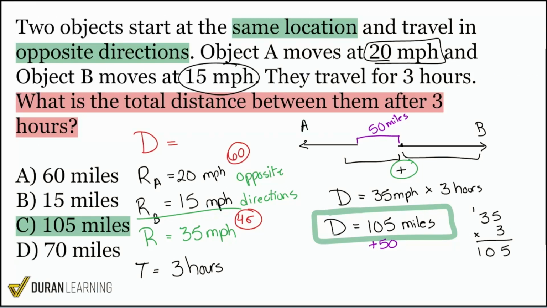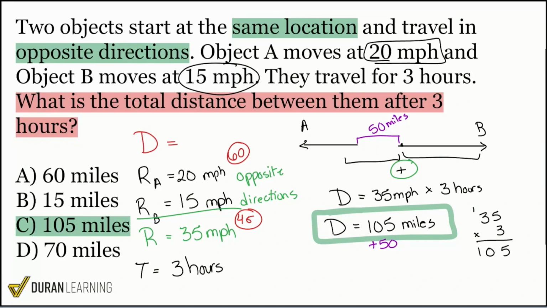Now, for anybody who was confused before we continue, let's go ahead and fill in the blank. What operation do we use for opposite directions? When the objects are going in opposite directions, we will add. Now, follow-up question, what are we adding? Is it the distances or the rates? Which one are we adding?